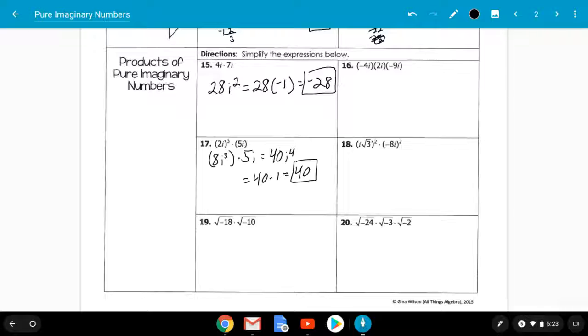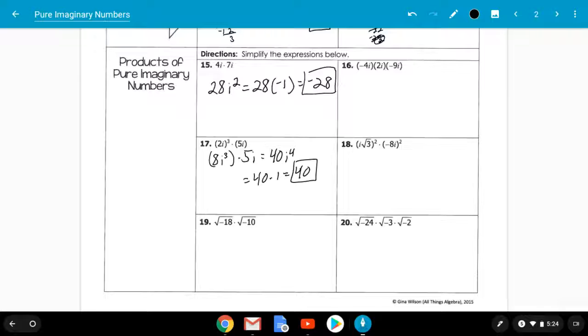One more we will look at together. So number 19. Now normally with square roots, you would just multiply what's inside. The two numbers multiply together. But remember, these are imaginary numbers. Technically, this doesn't exist. Square root of negative 18 is invalid. Square root of negative 10 is invalid. So in this case here, we've got to make it valid first before we even multiply anything together.